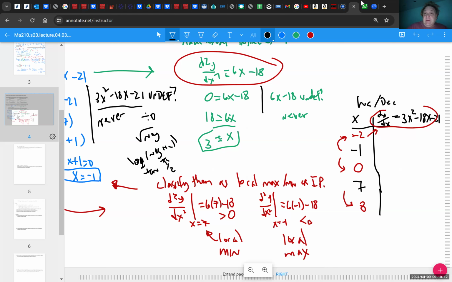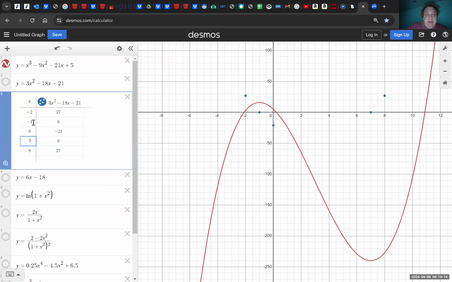And in fact, that's confirmed in our little table. -1 has the derivative equal to 0, and 7 has the derivative equal to 0. So what happens on the left side of -1? The derivative is positive. In between -1 and 7, the derivative is negative, and after 7, the derivative is positive. Remember, this is the derivative equation right here. This is not the original function.